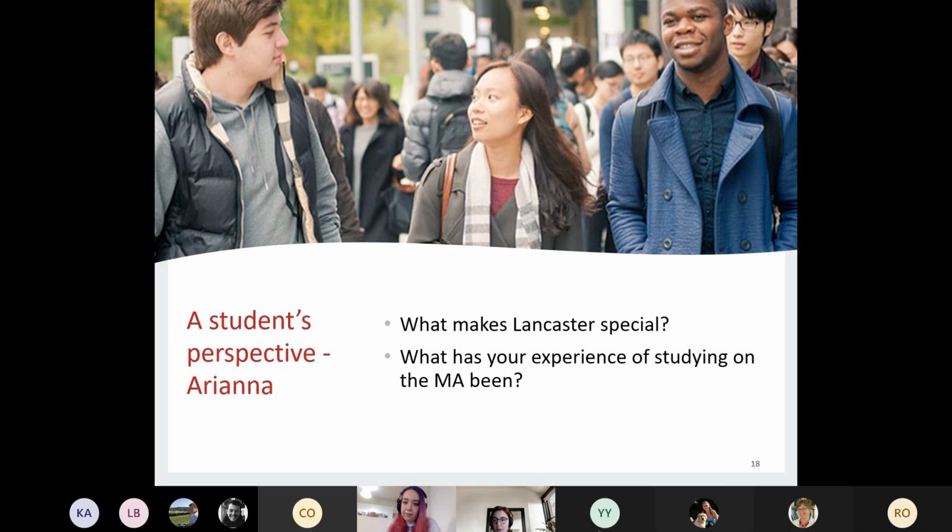And I thought we could kick off with questions from our fabulous MA translation student, Ariana, who's here with us today, and who's doing the MA with us this year. I thought I would ask her what she thinks makes Lancaster special, why she chose Lancaster, and just to say a few words about what has been her experience of studying on the MA. And feel free to ask me or Alison or Ariana any questions after that. So Ariana, over to you if you want to kick off the discussion.